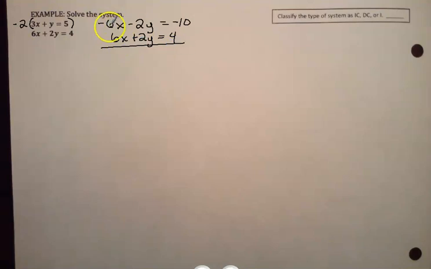So negative 6x and a positive 6x cancel. We've eliminated x. Negative 2y and positive 2y cancel. So now we have nothing over here equals negative 10 and a positive 4 would be negative 6. So what's up with that, do you think? What is up with that when we have 0 equals negative 6?